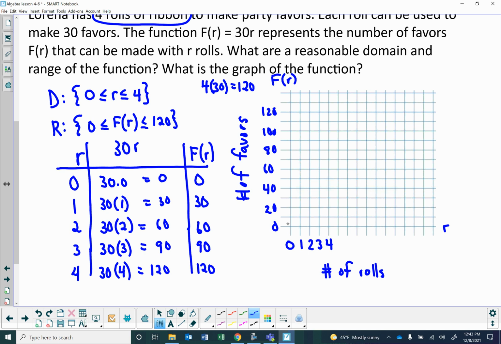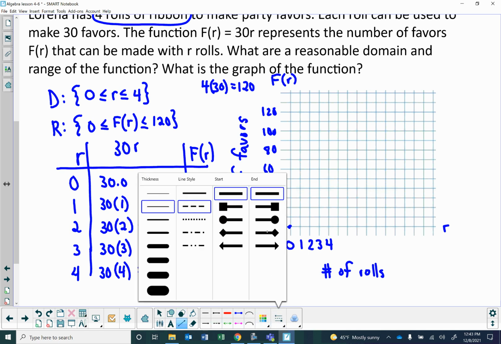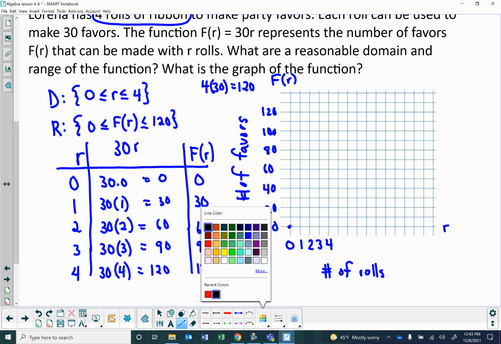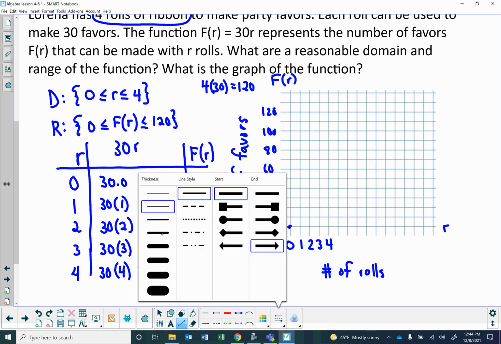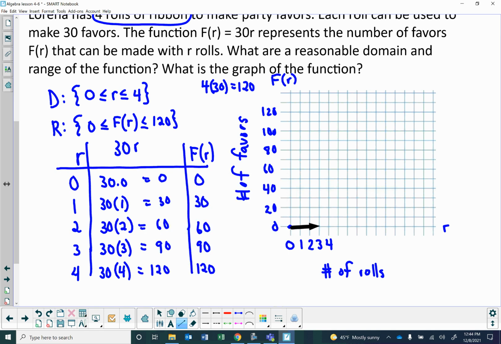So 0, 0 is right here. I actually should draw in my 2 axes. I didn't do that, but I should. Oh, I don't want it dashed. Silly me. How do I want it? I want it nice and solid. That's a little thick, but you get the point.